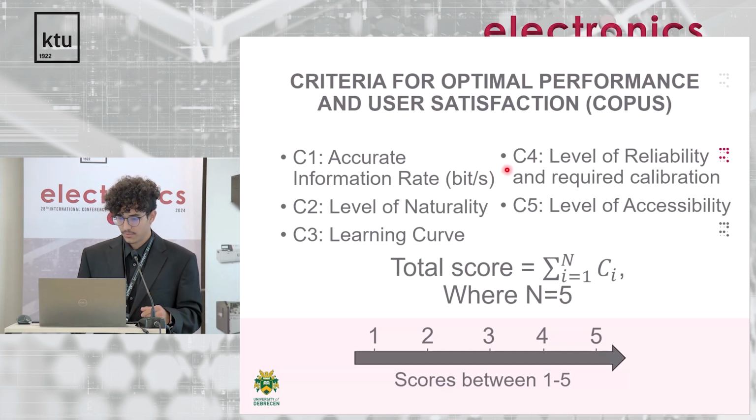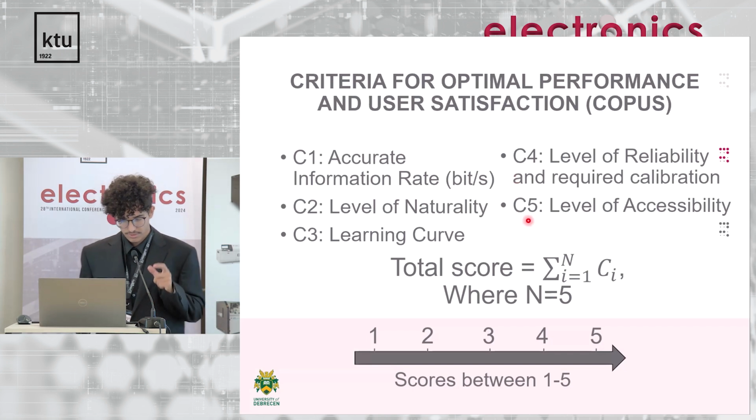C4, the reliability and required calibration, represents basically the amount of time we will have the device but won't be able to use it. It can be because of downtime, because of network connection, or because every time you change the user or change the place, you require a new calibration. So different systems will have different reliability scores.